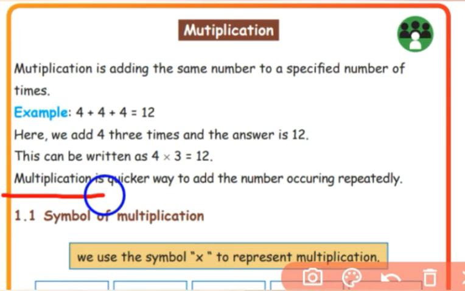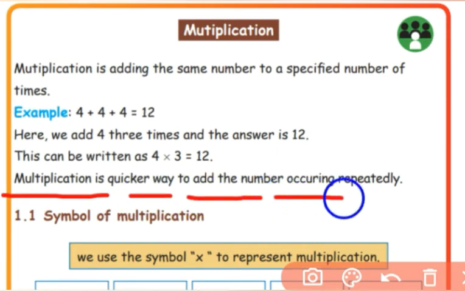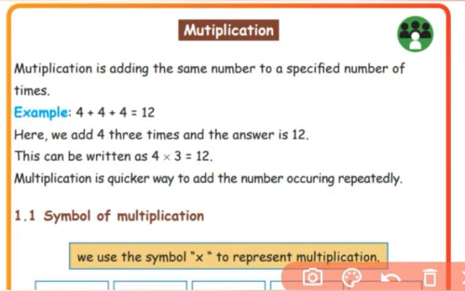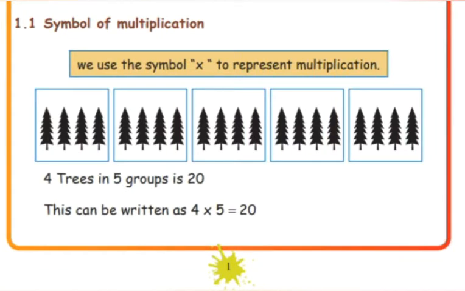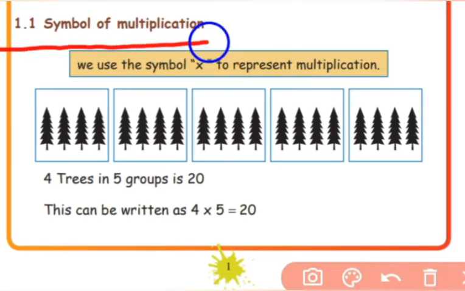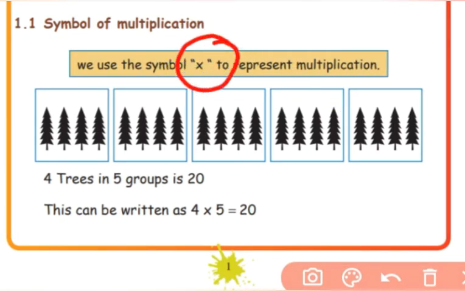Multiplication is a quicker way to add a number occurring repeatedly. Numbers வந்து repeated add பண்றதுக்கு ஒரு குயிக்கான வே தான் multiplication. Next, symbol of multiplication. We use the symbol to represent multiplication. Multiplication represent க்கு யூஸ் பண்ற symbol தான் இது into.